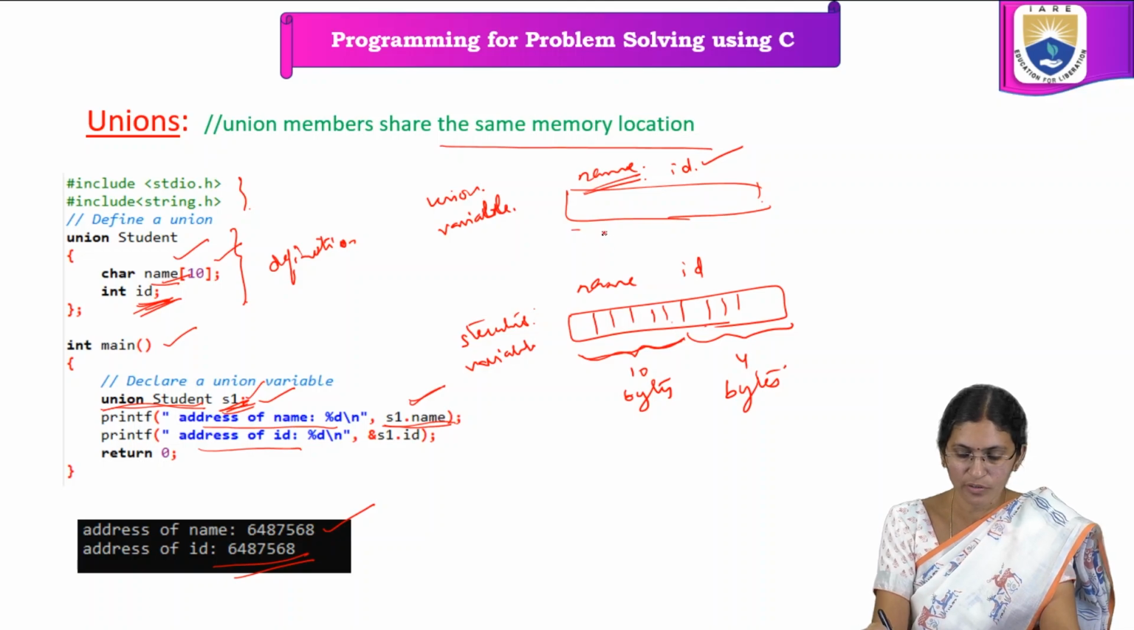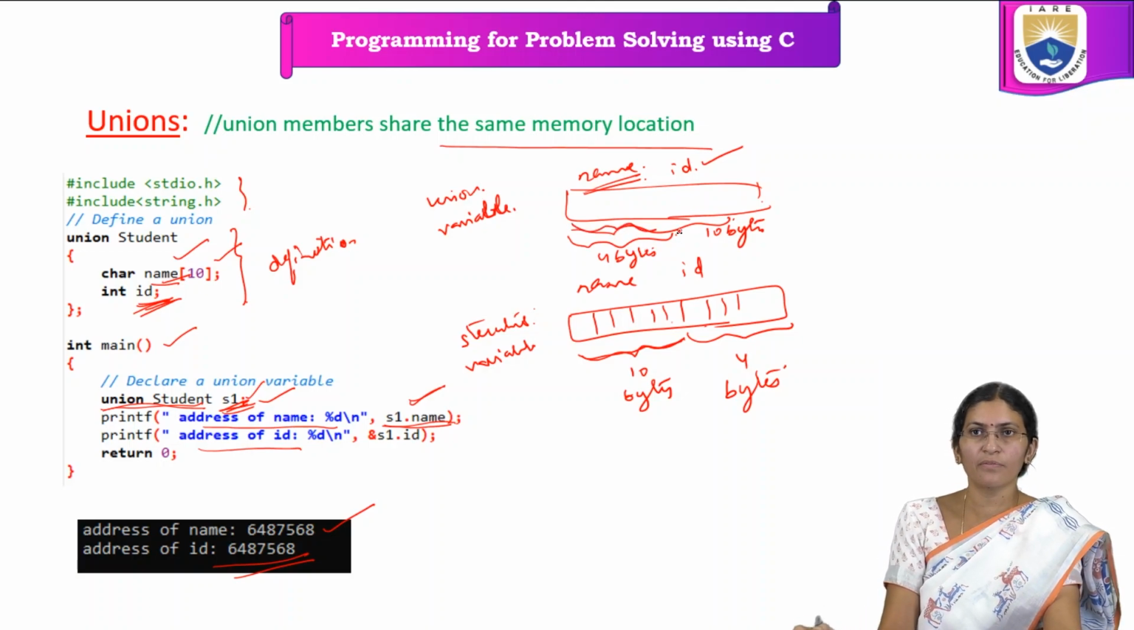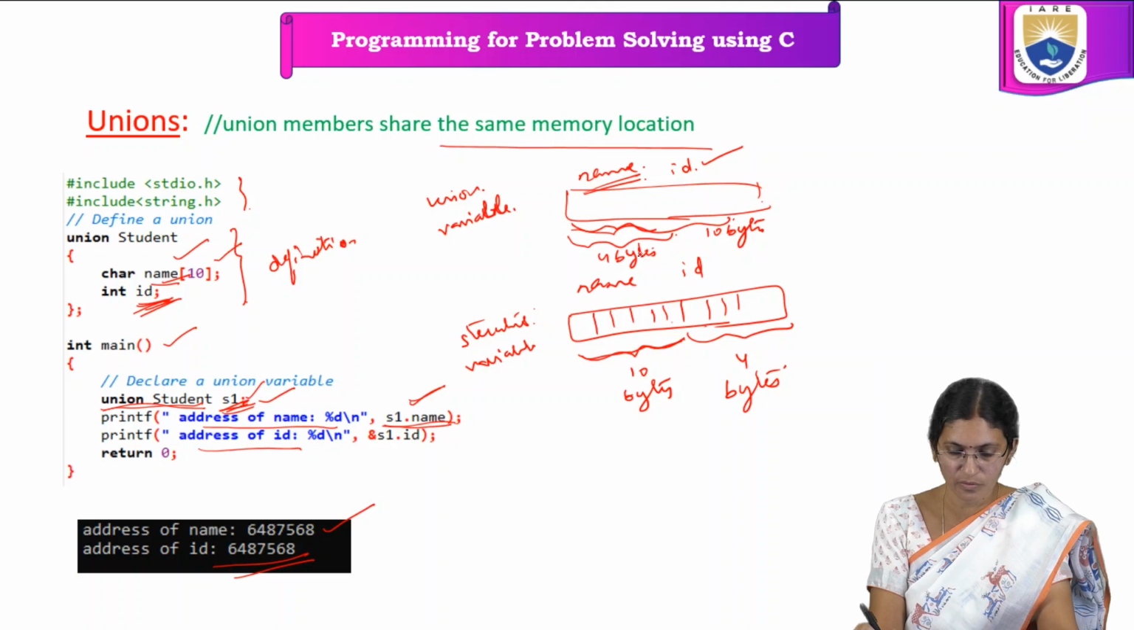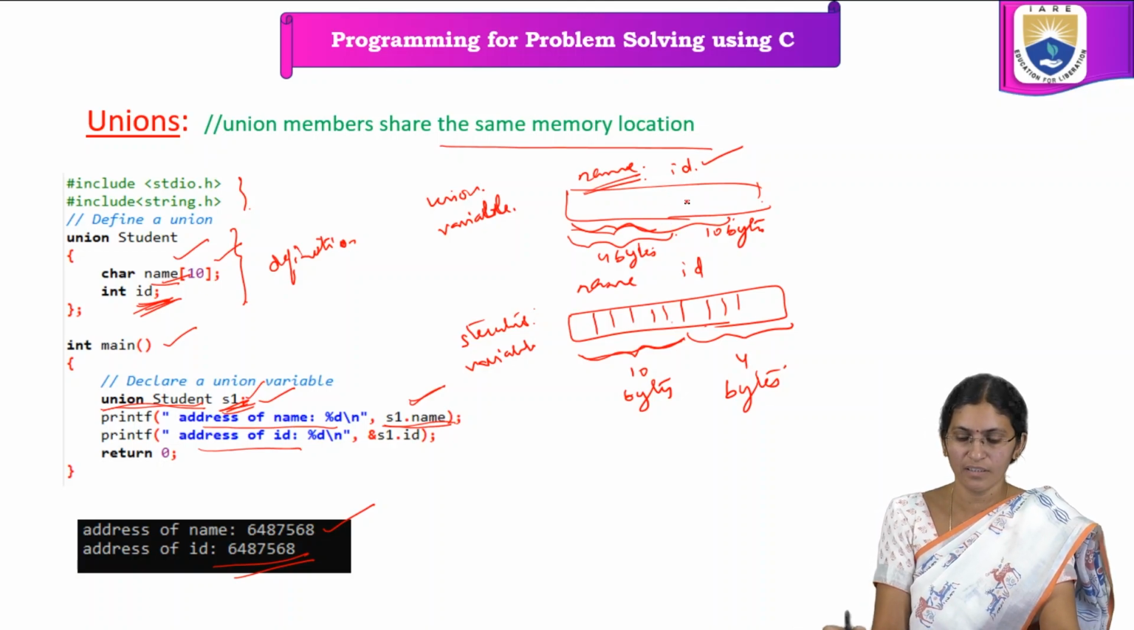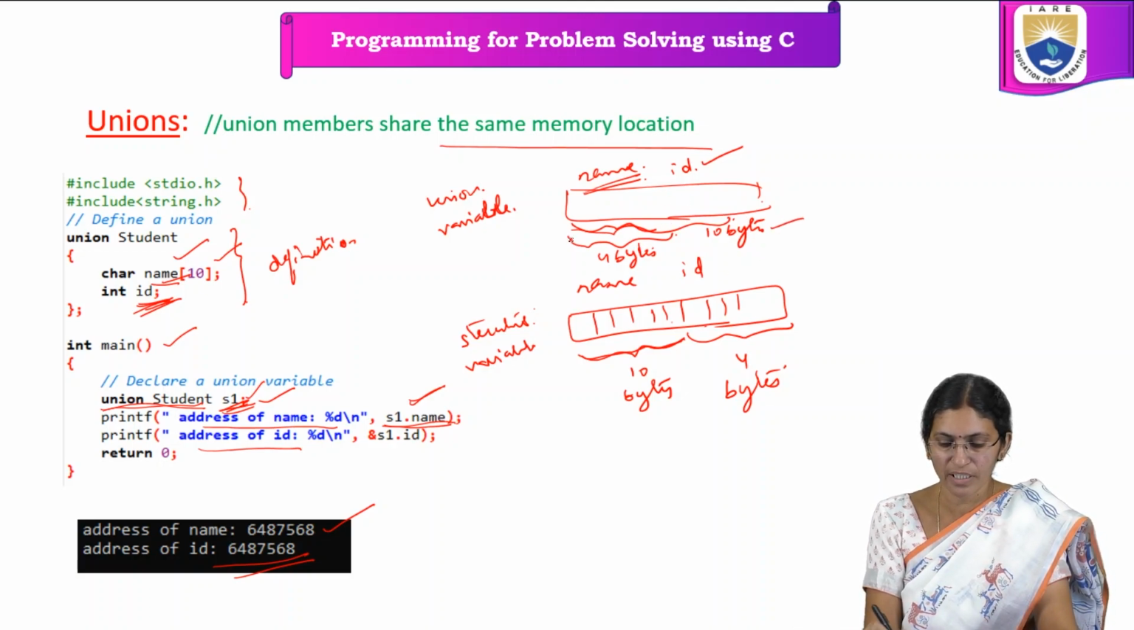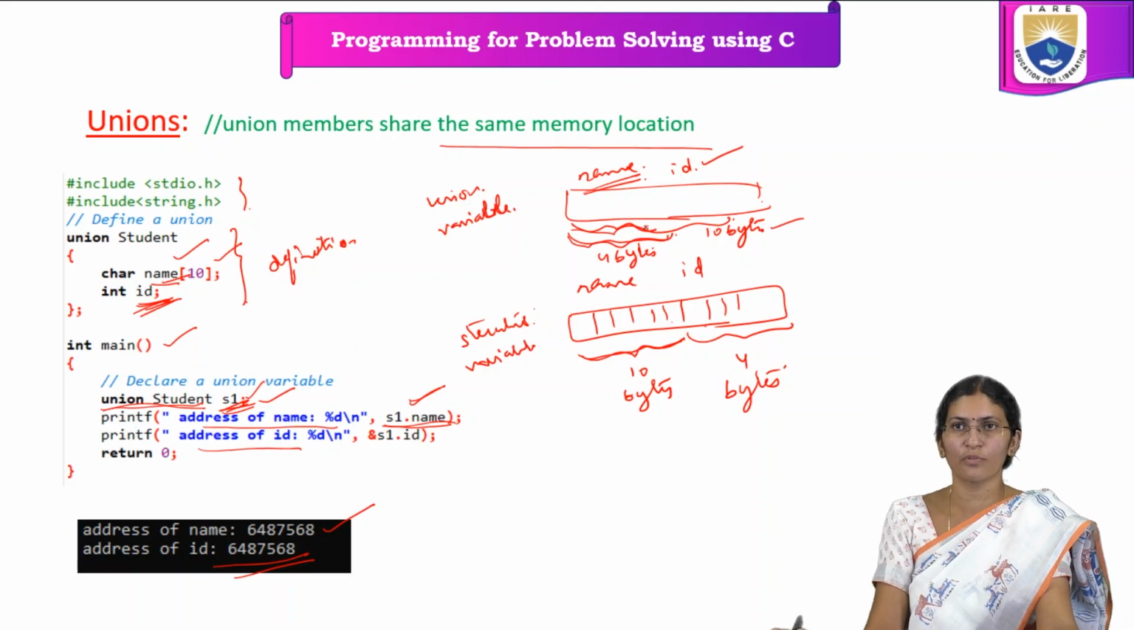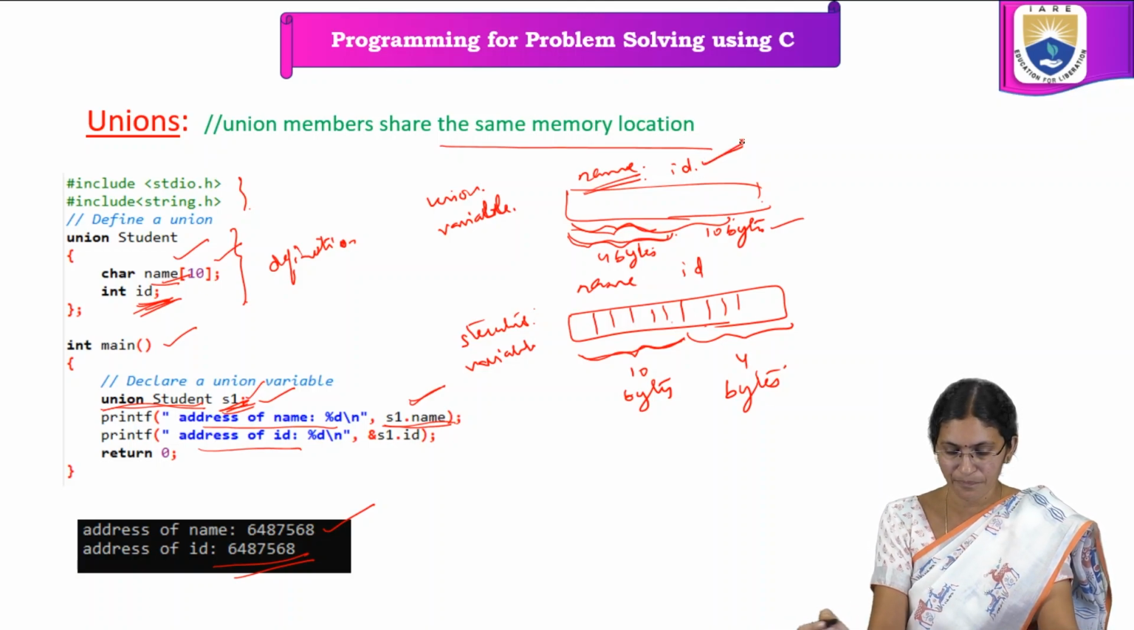So that means 10 bytes will be allocated here, and at the same time 4 bytes. So these are the 10 bytes and these are the 4 bytes which are allocated for this integer variable. There is no partition of memory here. Continuously these 10 bytes, and then starting from the beginning, 4 bytes are allocated for this ID.